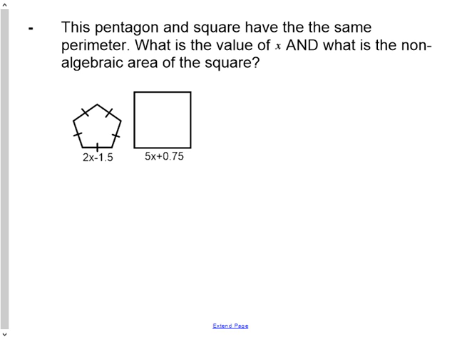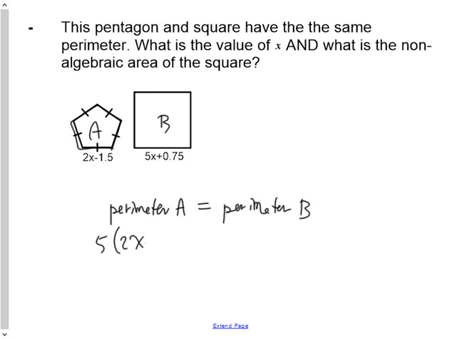The next question says the pentagon and square have the same perimeter. What is the value of x, and what is the non-algebraic area of the square? So since perimeter A is equal to perimeter B, the perimeter of the pentagon is equal to the perimeter of the square. The perimeter of A would be 1, 2, 3, 4, 5 sides that are 2x minus 1.5. So we're going to take that 2x minus 1.5 and multiply it by 5 to get the perimeter around here. That is going to be equal to 4 sides of 5x plus 0.75.